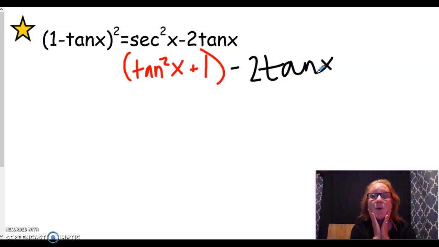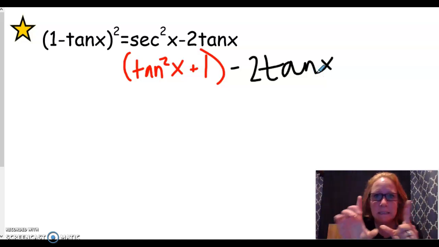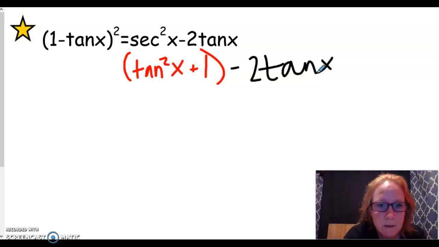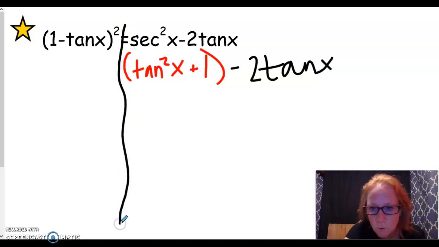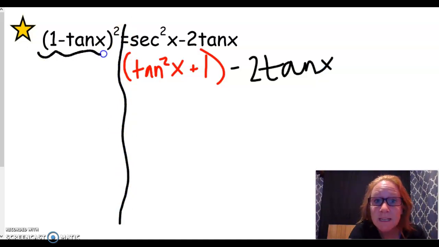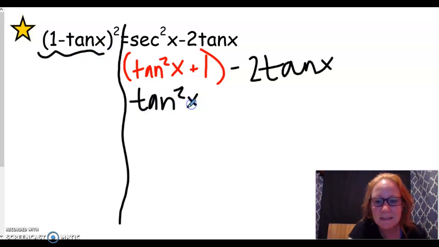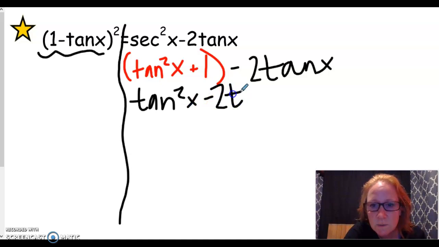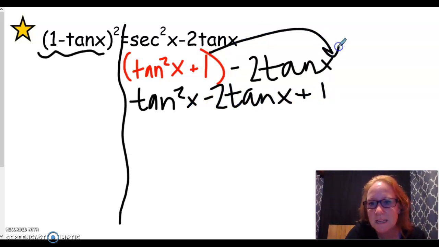Okay, now I see something nice. I have to rearrange. So I'm just working on the right side. This is where I want to get to. I can say tangent squared x, minus 2 tangent x plus 1. This looks like a quadratic to me, and I can factor that. So I just moved that to the end.